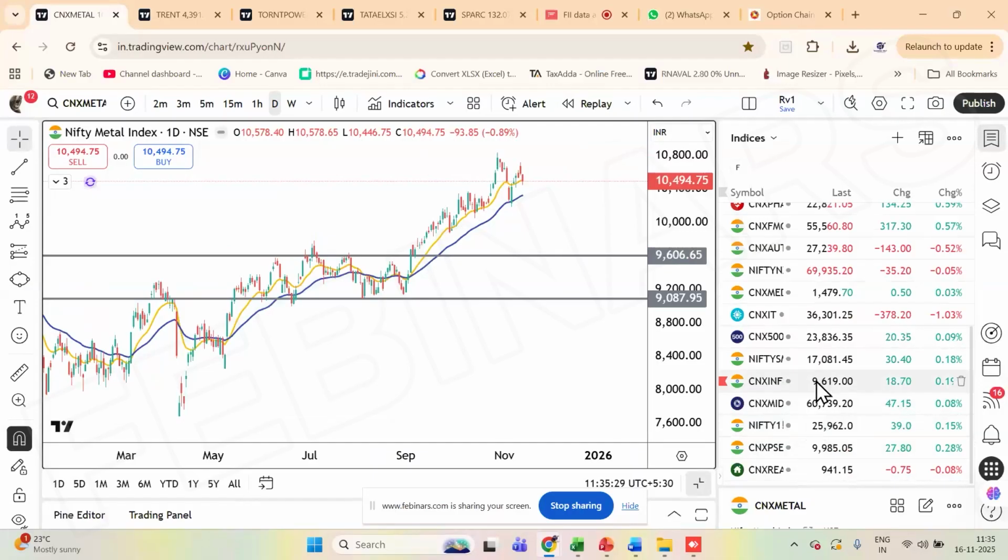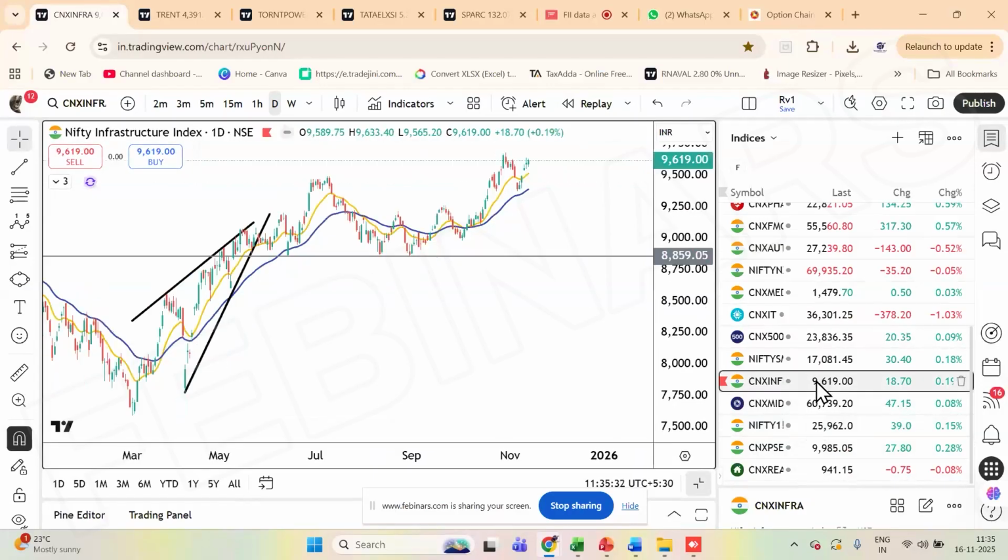What about the infra index? Well, the infra index is consolidating after a one third impulse rally. The next leg of the rally would start soon. Once we break, we should cross 10,000, 10,500, and 9,700 has to be crossed.